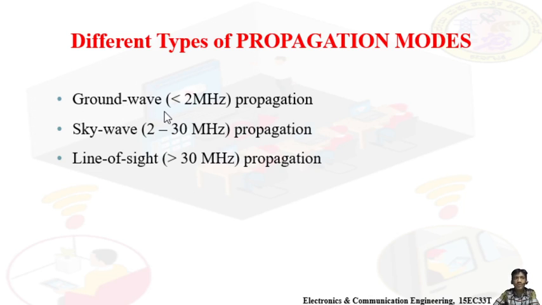In case of ground wave propagation, frequencies up to 2 MHz can be propagated over the communication channel to the receiving antenna. Similarly, in case of sky wave propagation, the frequency range is 2 to 30 MHz. Then, line of sight propagation is for frequencies more than 30 MHz.